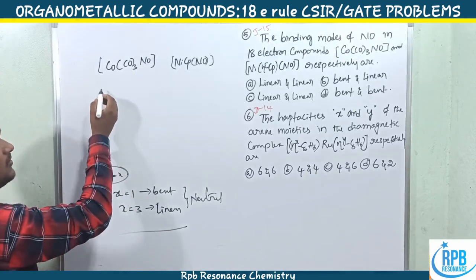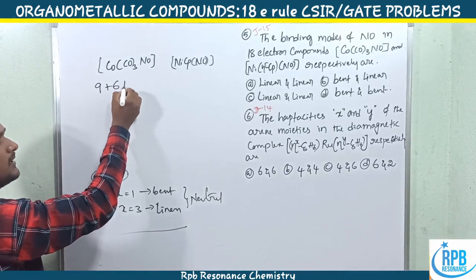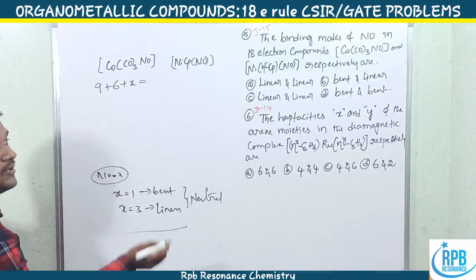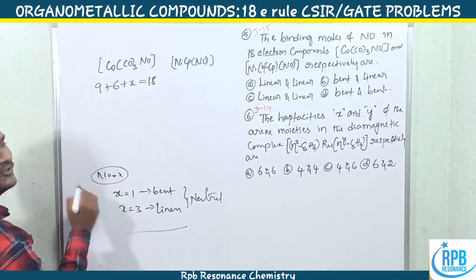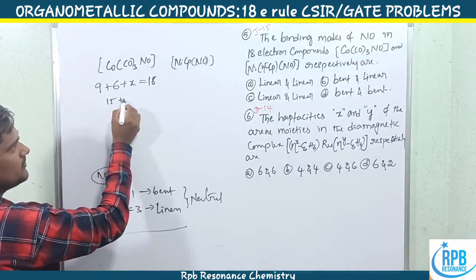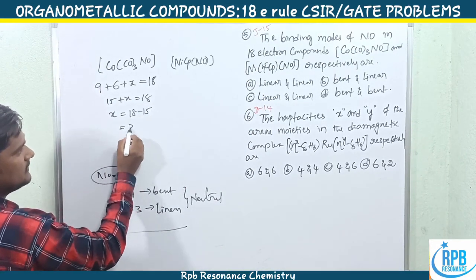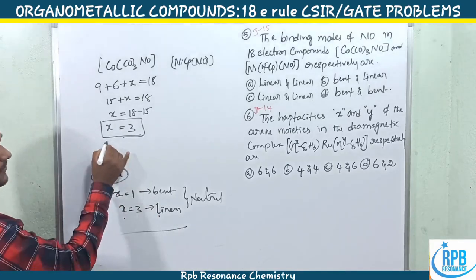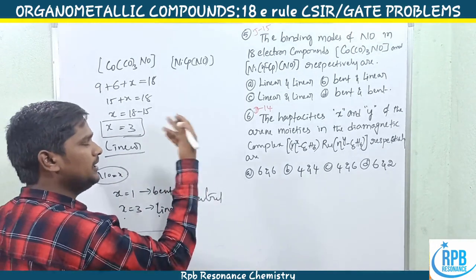Now let's calculate. Cobalt, 9 electrons. Three carbonyls, 6 electrons. We don't know the NO, so that's why we assumed it as X. According to the statement of the question, it follows the 18 electron rule. 9 plus 6 is 15, so 15 plus X is equal to 18. So X is equal to 18 minus 15, that is 3. So X is equal to 3, that indicates it is the linear mode of NO.